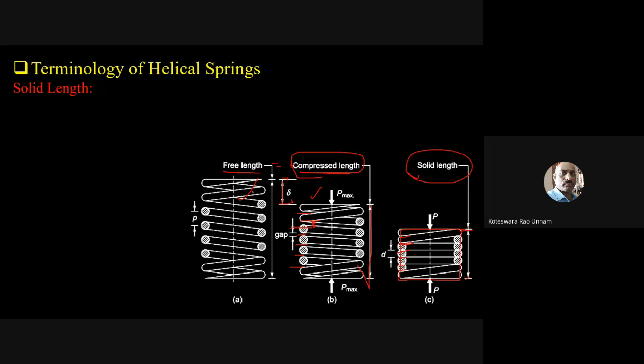Okay, so now we'll see the definitions. These are the three lengths: free length, compressed length, and solid length. We'll also try to relate these three. Here it is straightforward. Solid length is nothing but, if I have n number of coils, say n or nt, nt multiplied by the wire diameter d. Because each coil is in touch with the next, the number of coils multiplied by the diameter will give you the solid length.